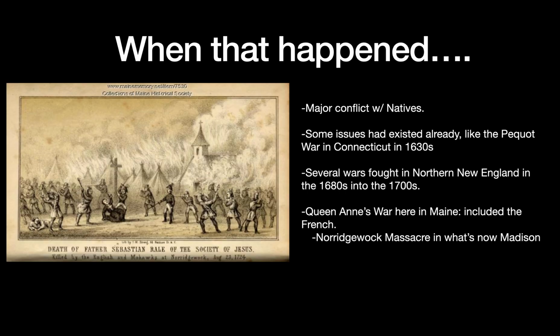So what's going to happen next? Well, as more people move in, there'll be more problems and conflicts with natives. Some issues that already existed going back to the 1630s in Connecticut, the Pequot War, for example. The more people tried to spread out on native land and decided they couldn't coexist with the natives, but wanted to try to change the natives' belief system and convert them to European ways, the more there was trouble.